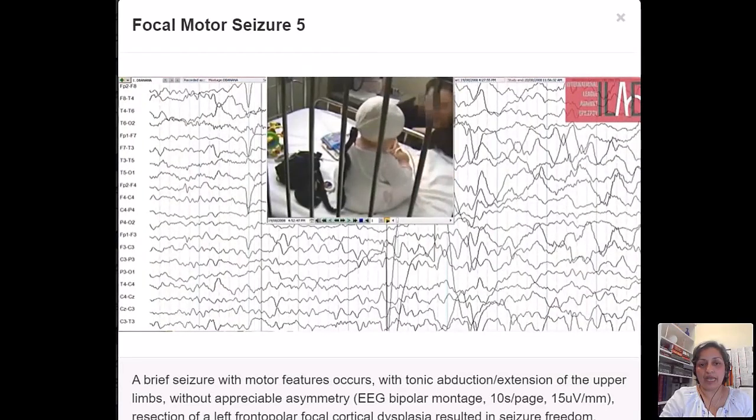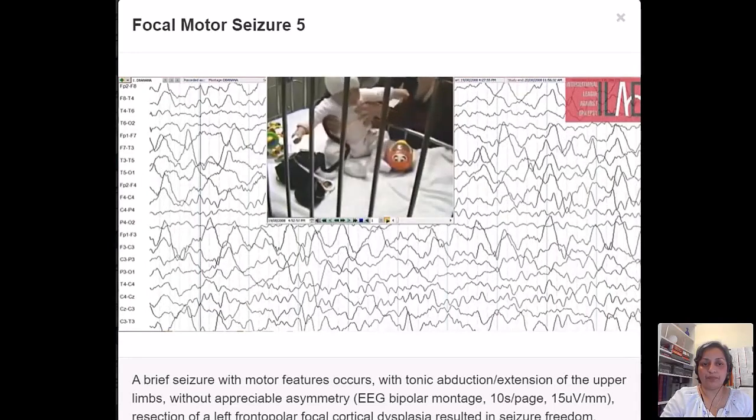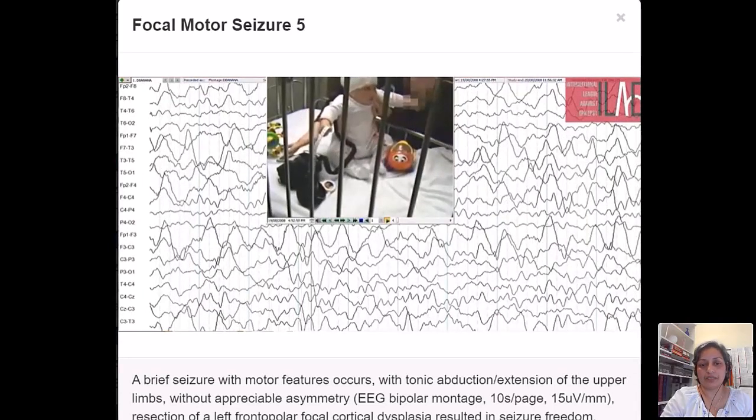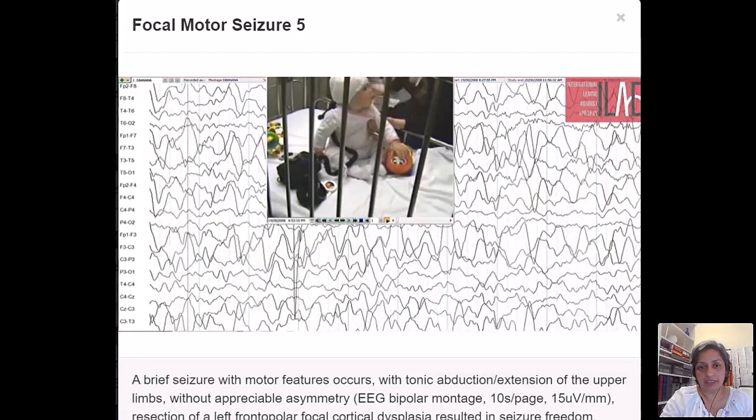So the EEG changes are happening halfway through this page. High amplitude delta. There it is. That's it. So there is abduction, extension of the upper extremities. So the clinical feature is over. The electrographic features are still present. It did not appear much clinically, but if you see, the EEG changes are still going on.